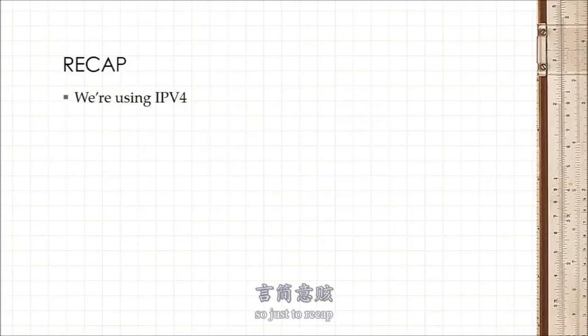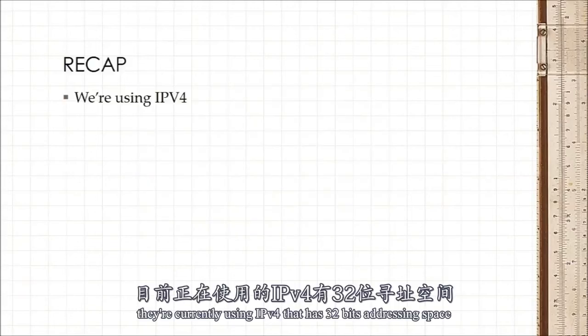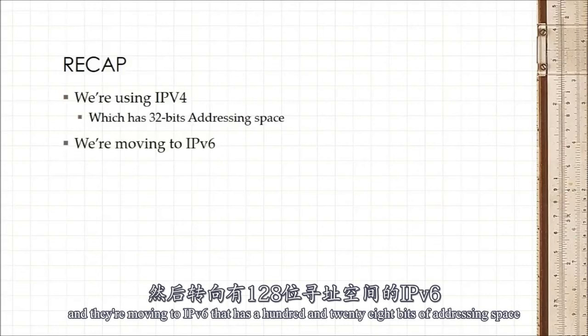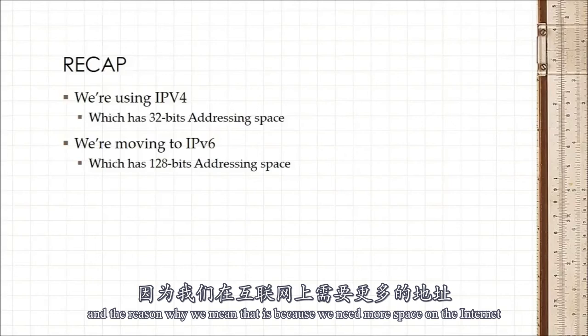So just to recap, we're currently using IPv4 that has 32 bits addressing space, and we're moving to IPv6 that has 128 bits of addressing space, and the reason why we need that is because we need more space on the Internet.